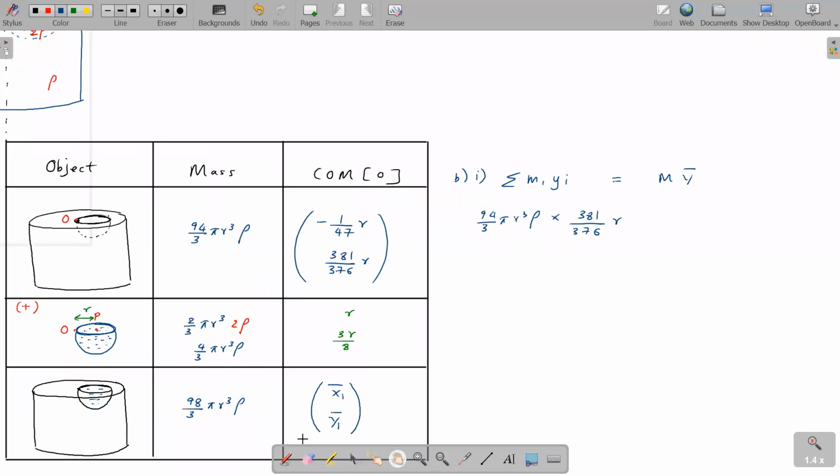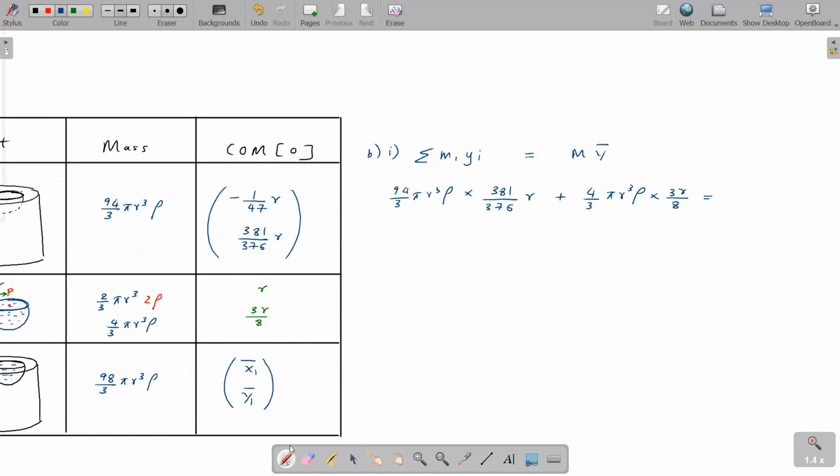And then remember this time you are adding, plus 4 over 3 pi r cube rho into the Y distance, equals total mass 98 over 3 pi r cube rho into Y bar 1. So you remove pi r cube rho from everyone, and you can make Y bar 1 the subject. I'll directly give you the answer; this is something you can get from the calculator. So Y bar 1 will be 387 over 392 times R. Okay, guys, that's Y bar 1.